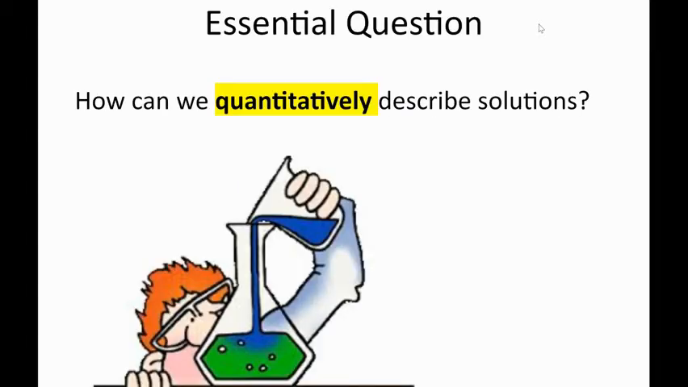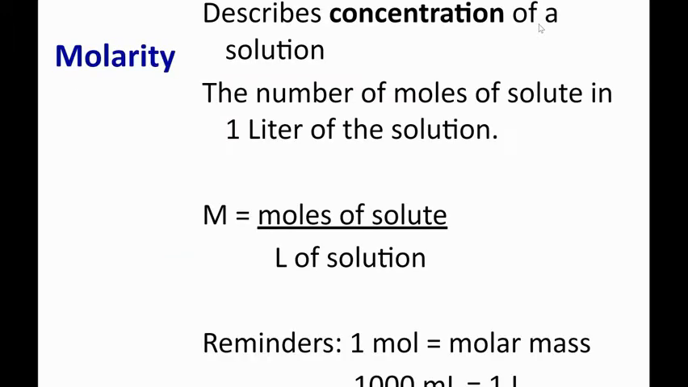Our EQ for today's podcast is how can we quantitatively describe solutions? We describe solutions quantitatively in chemistry using molarity. Molarity is the way to measure the concentration of a solution. It is the number of moles of solute in 1 liter of the solution. It can be represented with the following equation. Capital M, which represents molarity, is equal to the moles of solute divided by the liters of solution.